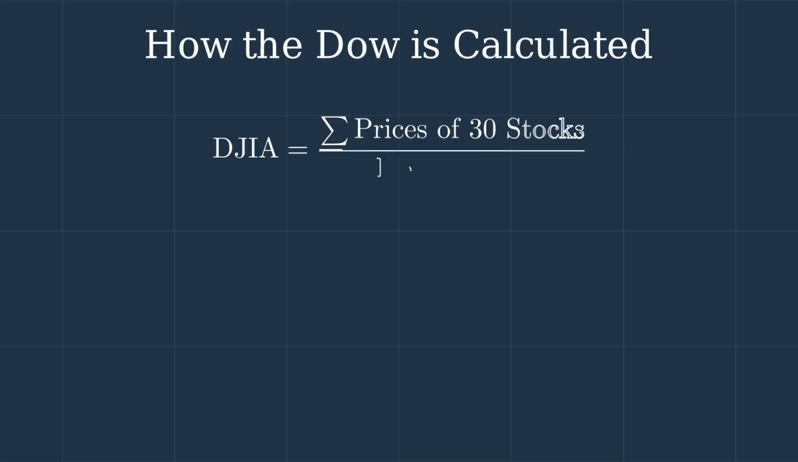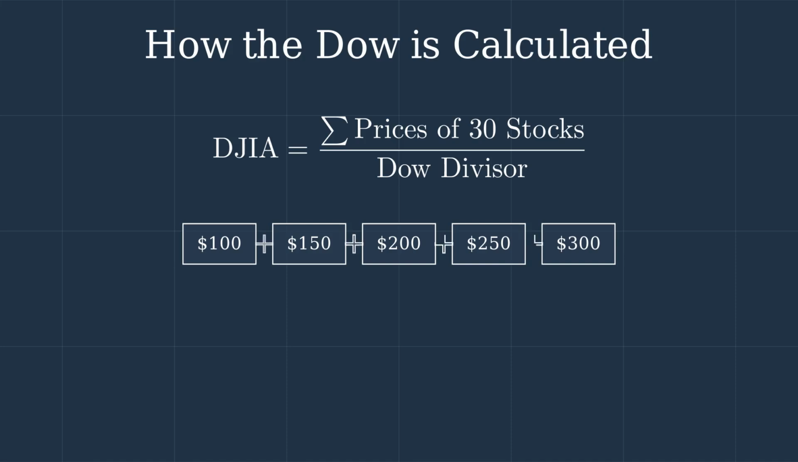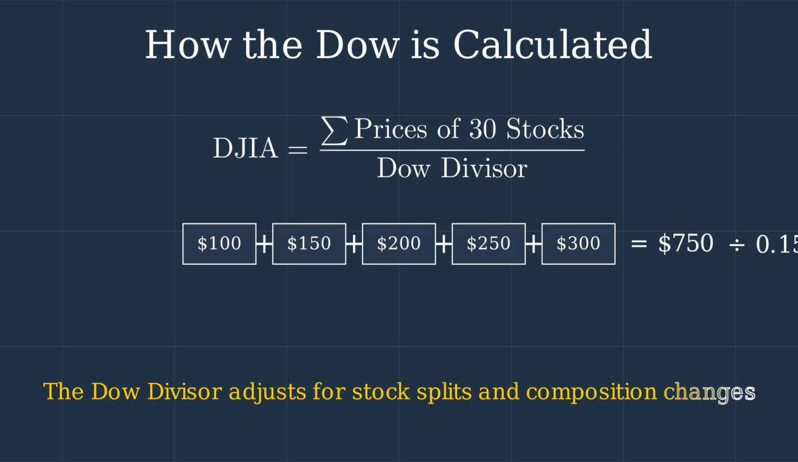The Dow Jones Industrial Average is calculated by summing the prices of all 30 component stocks and dividing by the Dow divisor. First, we add up the current price of each stock in the index. Then we divide this sum by the Dow divisor, which is currently around 0.15172752. This divisor is adjusted to maintain continuity when there are stock splits or changes in the index composition.